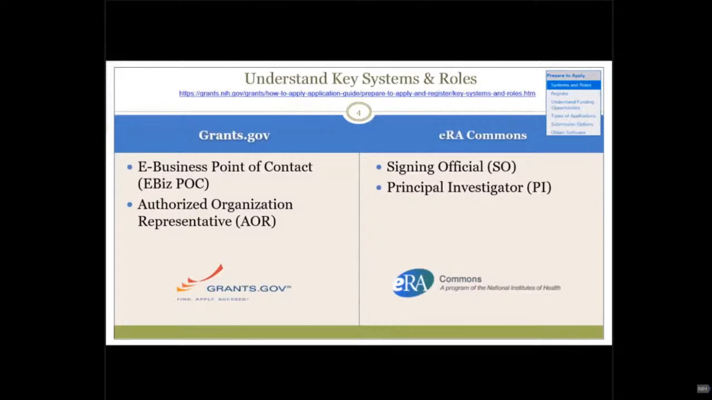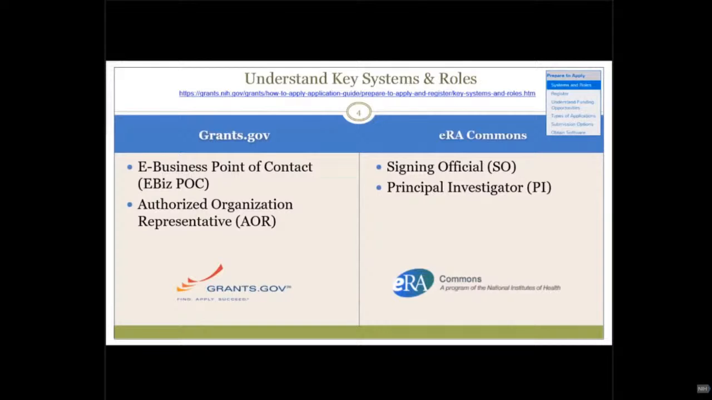The key applicant user roles for these systems for grants.gov are the e-business point of contact, or the eBiz POC. This is the individual designated during registration with the System for Award Management, or SAM, who manages grant activities for your organization. This individual authorizes representatives of your organization to perform specific tasks in grants.gov.